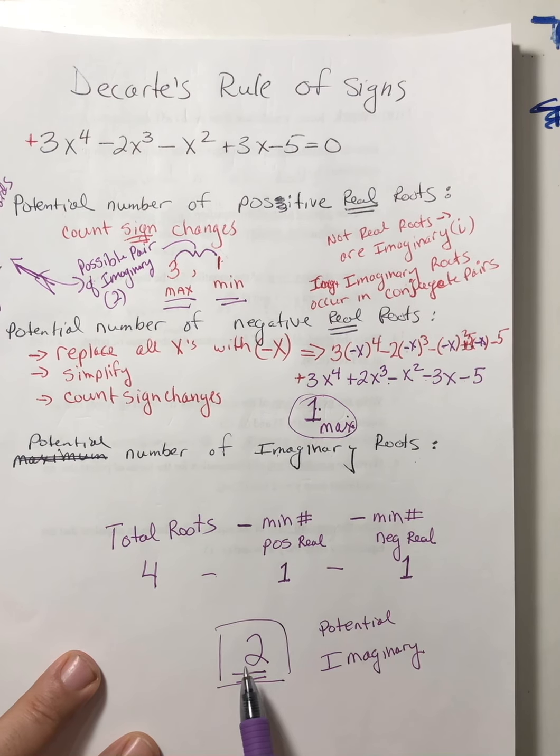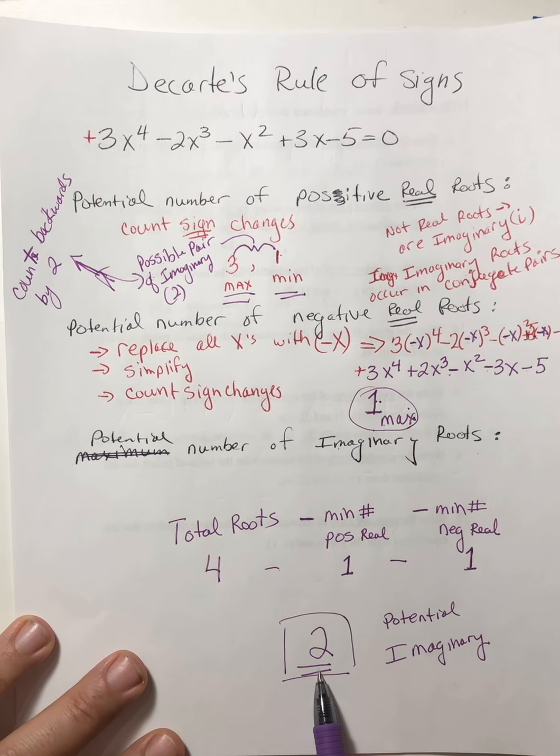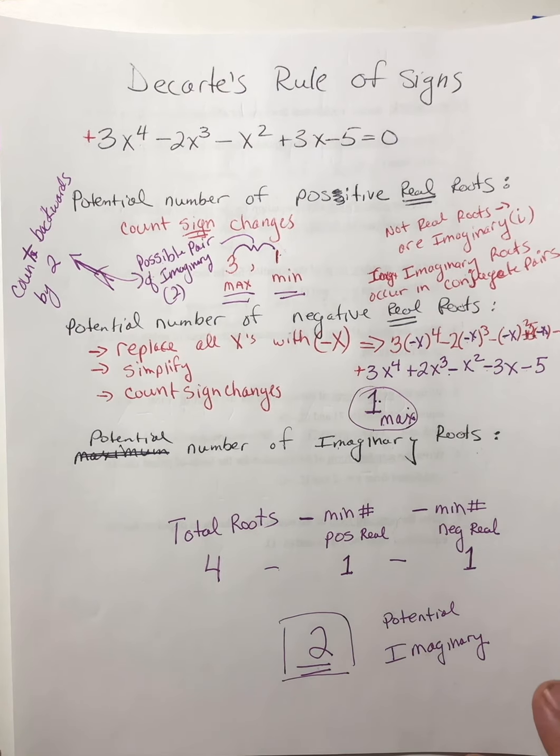Little theory here, this number better be even. If it's not even, you did something wrong. Why does it have to be even? That's right. Your imaginary roots come in pairs. So it has to be an even number. All right, we're going to do a couple more examples of these.